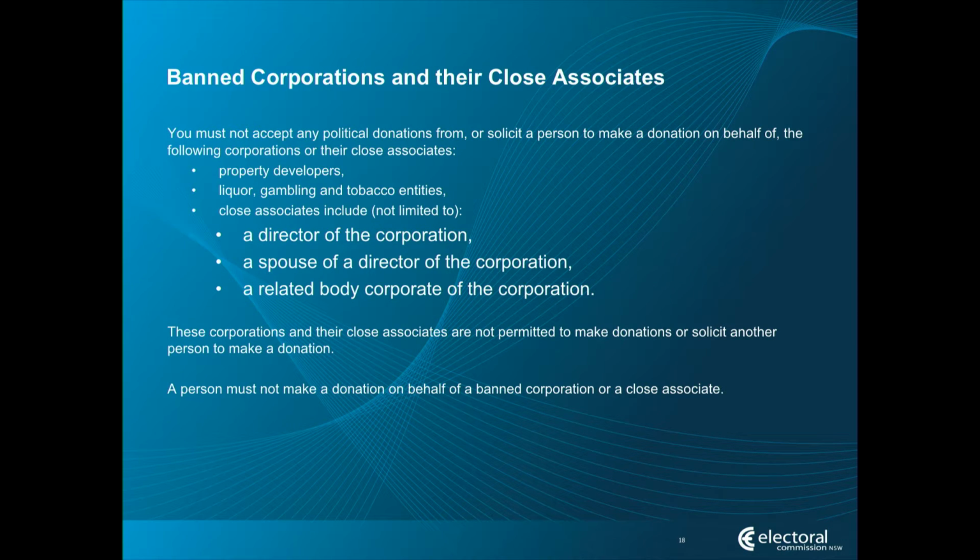Banned corporations and their close associates. You must not accept any political donations from or solicit a person to make a donation on behalf of the following corporations and their close associates: property developers, liquor, gambling and tobacco entities, and close associates include, but are not limited to, the director of a corporation, the spouse of a director of the corporation, or a related body corporate of the corporation. These corporations and their close associates are not permitted to make donations or solicit a person to make a donation on their behalf. A person must not make or accept a donation on behalf of a banned corporation or a close associate.